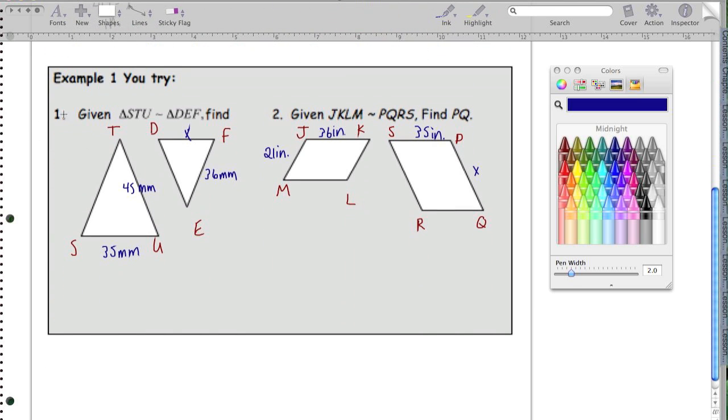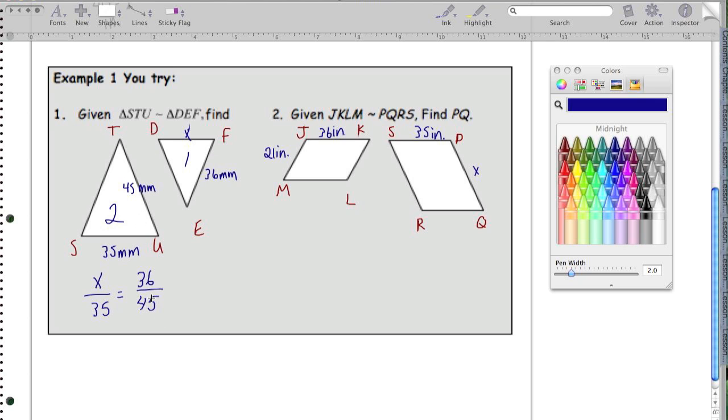Let's try another one. Given STU is similar to DEF. Okay, I'm going to start with what I'm trying to find, which is DF. Mark my X. Now I'm going to find the side corresponding to that, which is going to be SU, and it's 35. Since I started with it, if it helps you, maybe label your triangles. I started with this triangle, and then I went to the second triangle. And then I'm going to go back to the first triangle, and find a side that is labeled there. In this case, we see that 36 is marked, so I'm going to mark that 36. And the corresponding side to 36 is this one, which is 45.